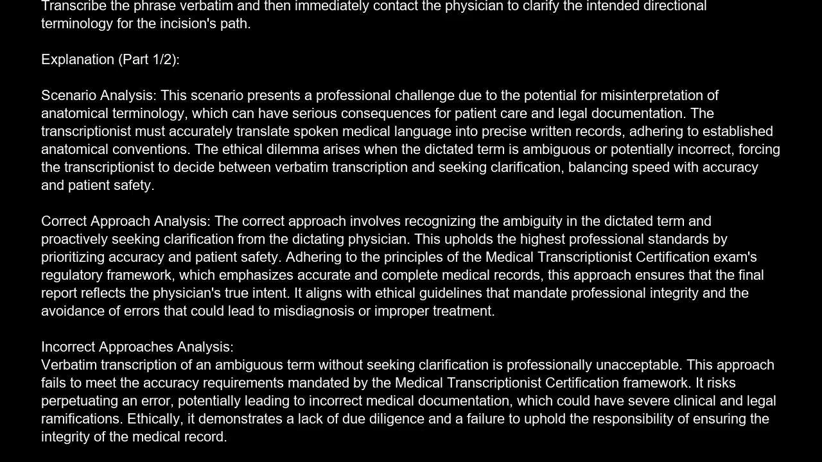Correct approach analysis. The correct approach involves recognizing the ambiguity in the dictated term and proactively seeking clarification from the dictating physician. This upholds the highest professional standards by prioritizing accuracy and patient safety. Adhering to the principles of the medical transcriptionist certification exam's regulatory framework, which emphasizes accurate and complete medical records. This approach ensures that the final report reflects the physician's true intent. It aligns with ethical guidelines that mandate professional integrity and the avoidance of errors that could lead to misdiagnosis or improper treatment. Incorrect approach analysis.